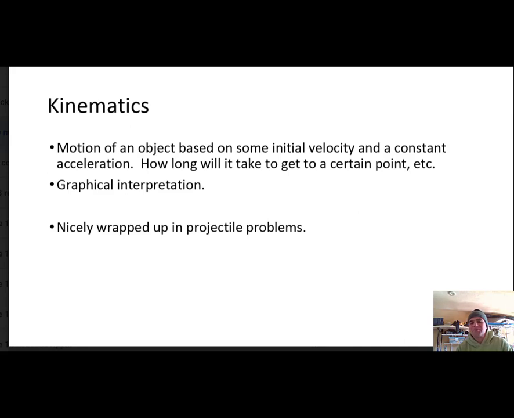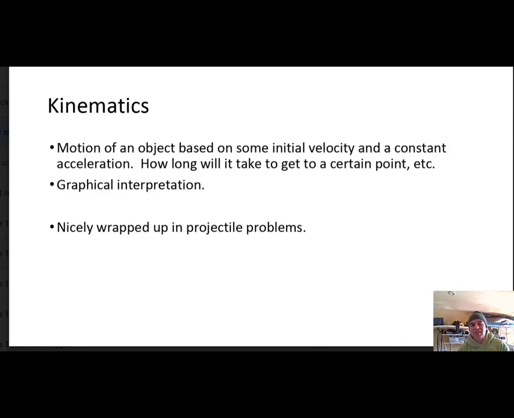So projectile problems really address the topic of kinematics and put it all together in one really practical problem where you have to look at the free fall problem of how long it takes an object to hit the ground using just the vertical components of the initial velocity. That's what allows you to determine how long it takes to hit the ground.